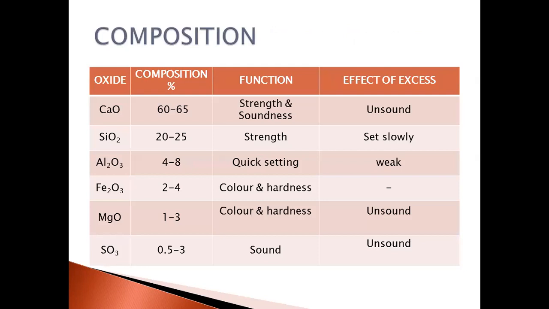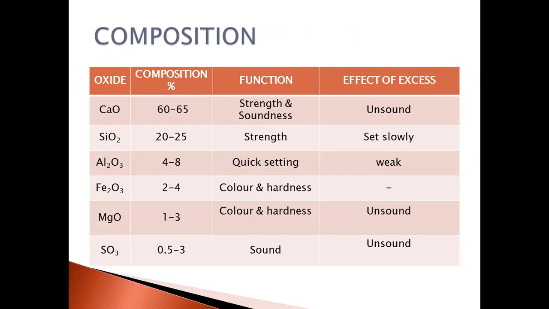So next we will see the composition. The oxide compositions are calcium oxide, silica, alumina, iron oxide, magnesium oxide, and sulfur trioxide. Let's see what the composition is, what the function is, and what happens if it is in excess. First let's start with calcium oxide. The composition should be 60 to 65%. It imparts strength and soundness to the cement.